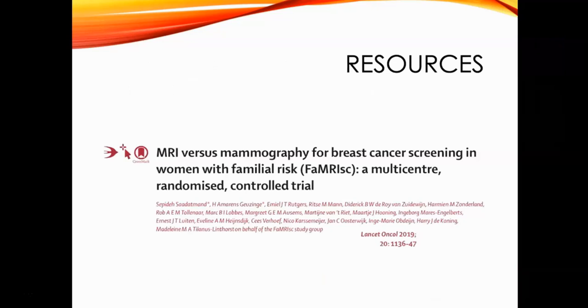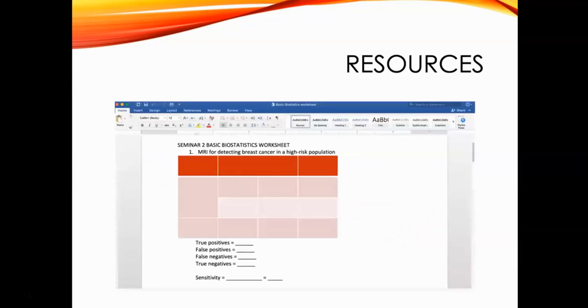The first is this paper looking at MRI versus mammography for breast cancer screening in women with familial risk. It's from Lancet Oncology in 2019, and we're going to use this paper to illustrate the really interesting concepts of sensitivity and specificity and to show exactly why they're important for us as radiation oncologists. And then I also have this basic biostatistics worksheet, which you should have available. You can use this to follow along and to do calculations and examples for yourself.